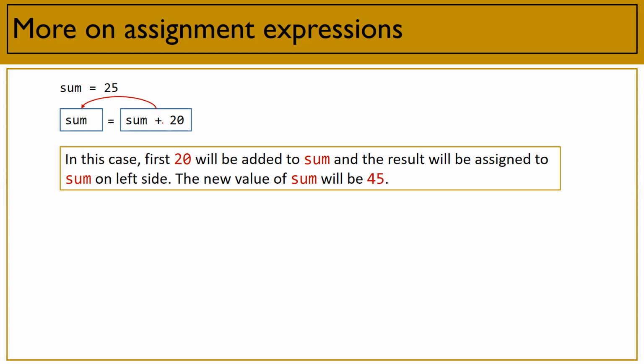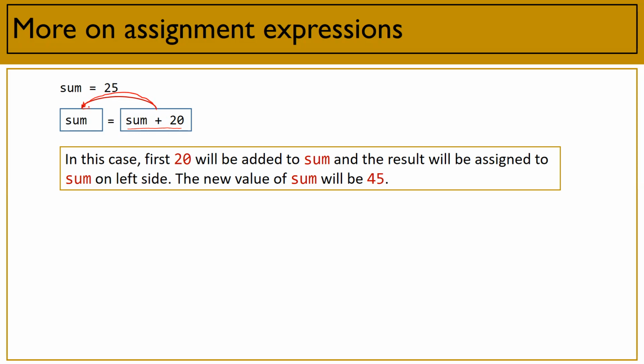What you are doing here is updating the sum variable, right? So here, let's say sum has initially value 25, and then you are doing that sum is equal to sum plus 20, right? So what will happen? First, whatever you have on the right side of the equal symbol will be evaluated. Sum has value 25, then 25 will be added with 20, and that value will be assigned again to this sum variable, right? So the sum will have a new value, which is 45 in this case, right?